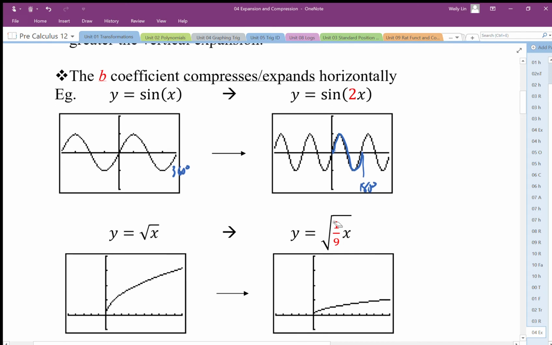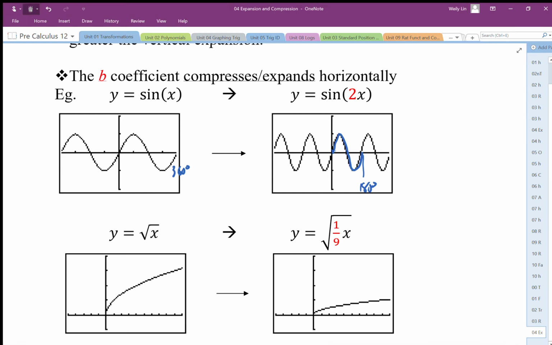Here, the 1 over 9 ends up being a horizontal expansion, because what ends up happening is we end up needing bigger x's to get the same y value. So these bigger x's get stretched out horizontally. So this represents a 9 times expansion.